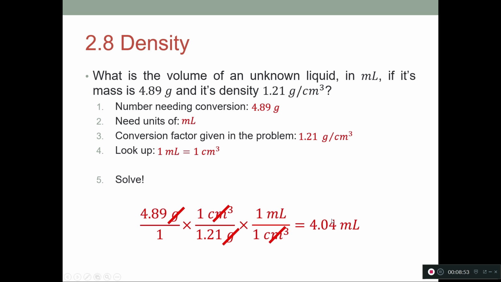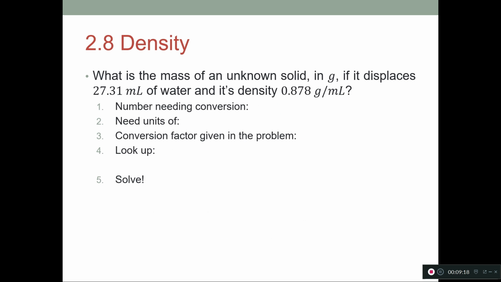And this, again, is in three significant figures. Our measured mass was in three significant figures, and so our answer should have three significant figures. And so that's how we can use the density to go from mass to volume. We could also use it to go from volume to mass.